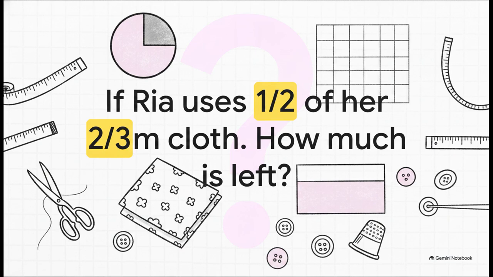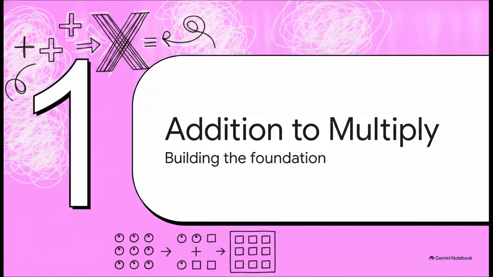Imagine you're in a sewing class. A student named Ria bought 2/3 of a meter of cloth for a project, and she ended up using exactly 1/2 of that specific cloth. So the big question is, how much cloth does she actually have left in total meters? Taking a piece of a piece creates a bit of cognitive friction, doesn't it? To solve this, we're going to need to multiply some fractions. So, let's start with section 1, from addition to multiplication. Just building the foundation here.